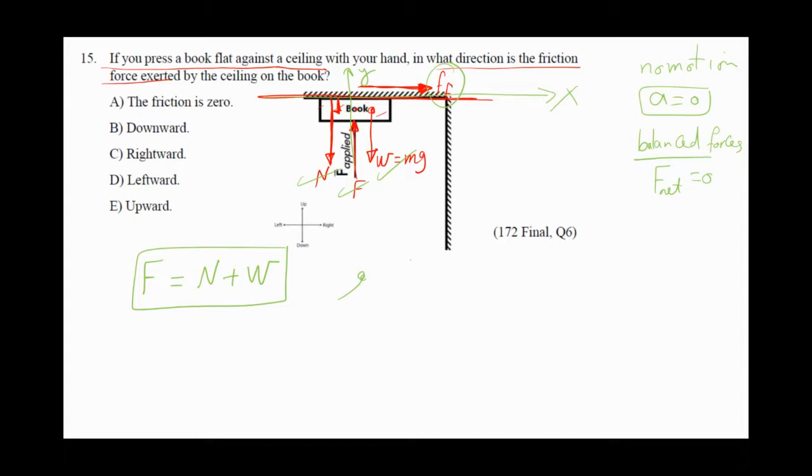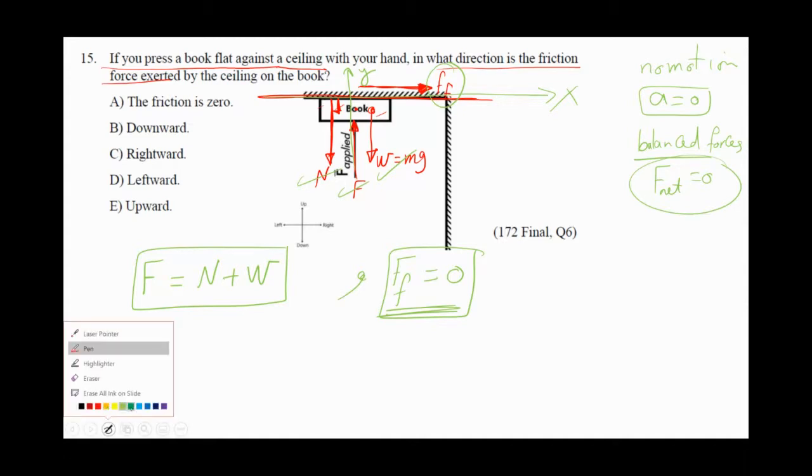So that means the friction force actually is zero, because we said the net force in the X direction is zero, and we only have friction. So there is nothing to balance this friction. That means the friction itself is 0. Okay? So the friction is 0.